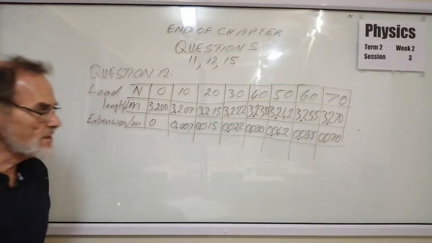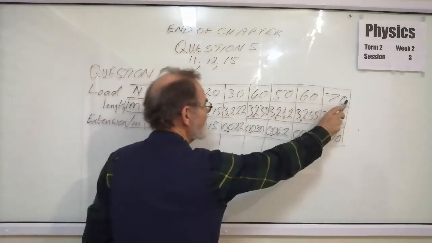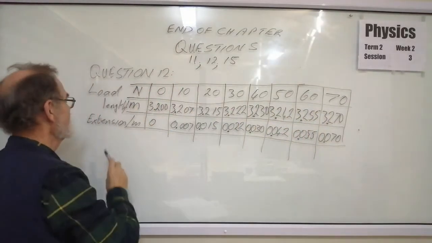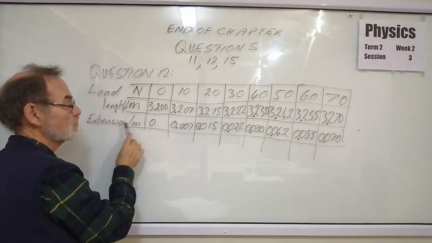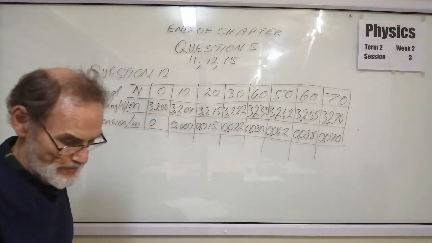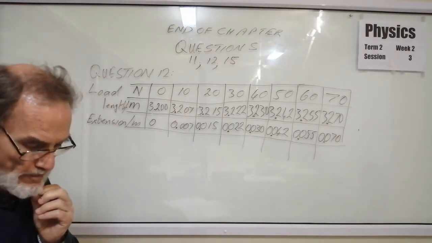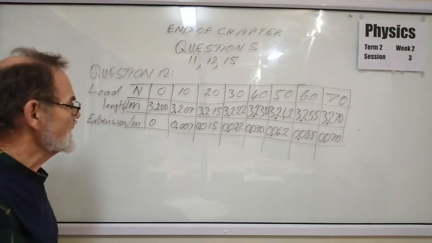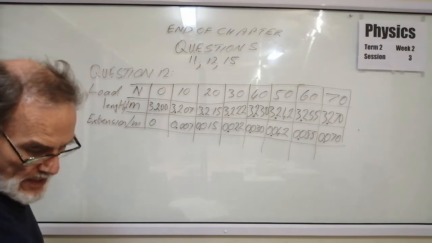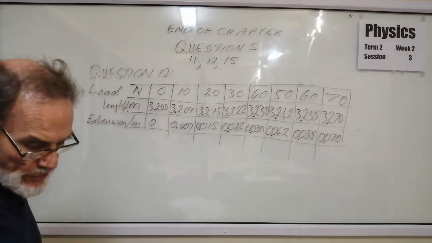Okay, so we've got to put the load on as the independent variable, coming on the horizontal axis. And this extension we're going to put on the vertical axis. This is the dependent variable. So we will discuss the drawing of the graph as we go along. But I'm going to now remove this table so that we can go on.